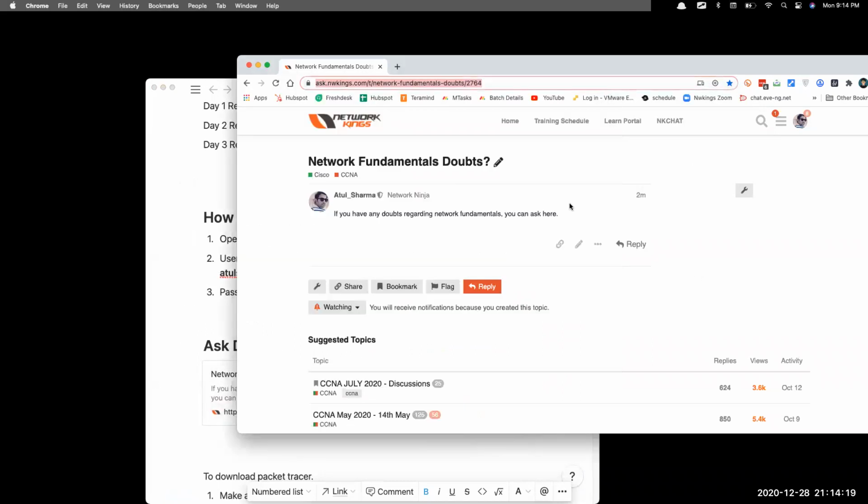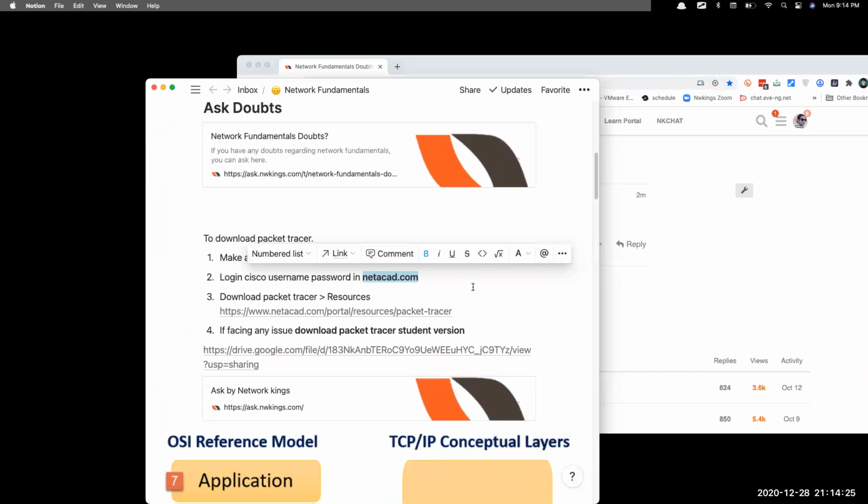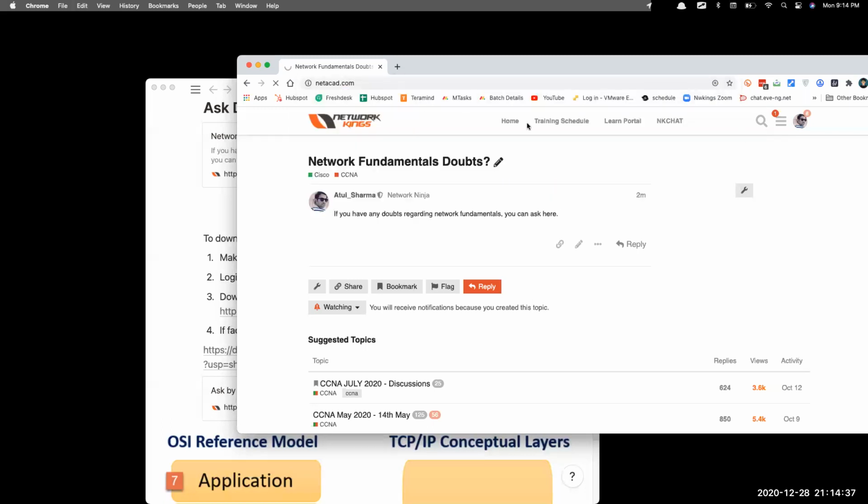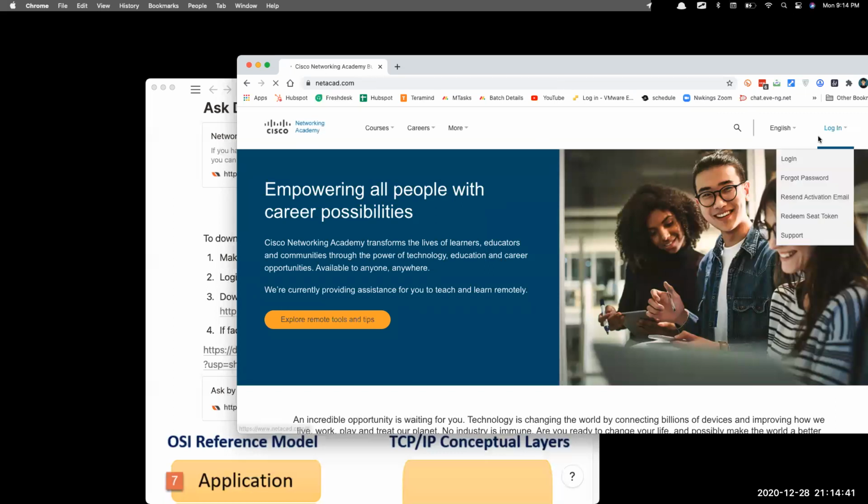The second thing, now I'm going to show you how to download Packet Tracer, which is a free software by Cisco. So first you need to make an account on cisco.com, which is very simple. Just go and make it. Once you create your account, then go to another website that is NetAcad, that is Network Academy. In Network Academy, you need to log in with your Cisco username password.